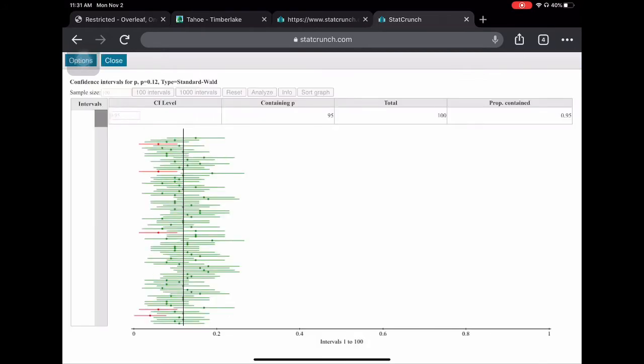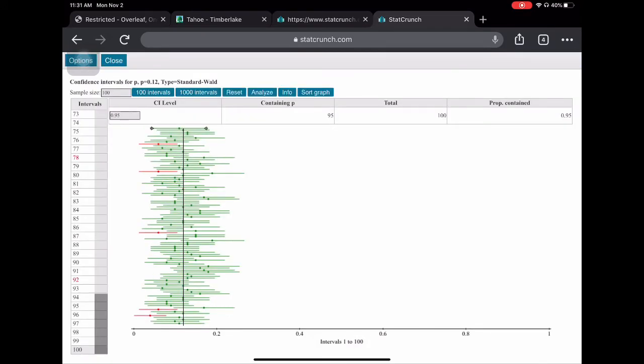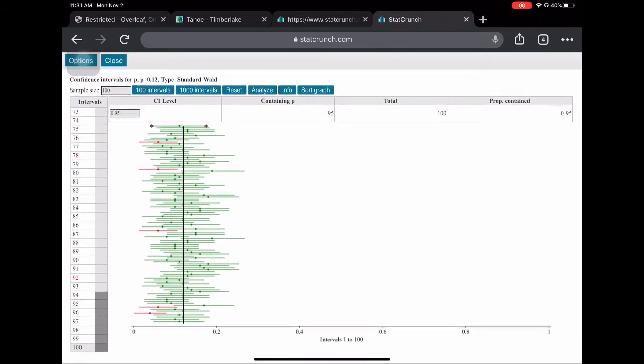So what you'll see here is 100 intervals. On the left-hand side, you can see the values. The red means that the proportion was not captured in the interval. So at the top, we've got 5 didn't have it, 8 didn't have it, 47 didn't, 78, and 92. So 5 of the 100 intervals that were created did not capture the proportion.